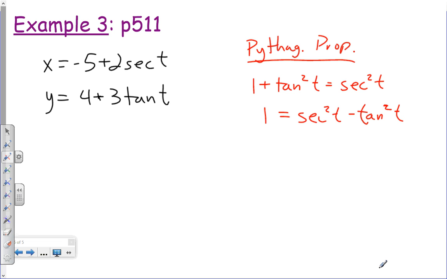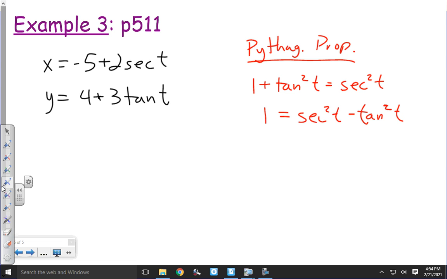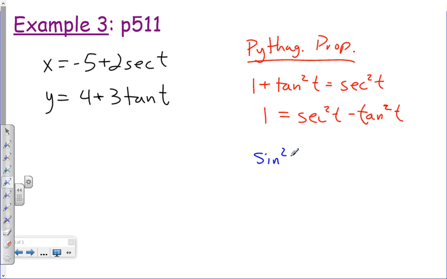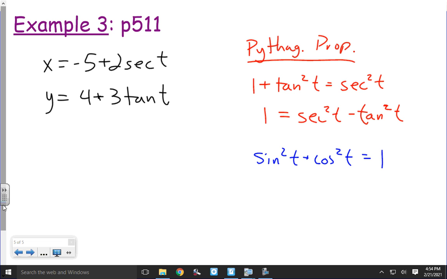And the other one that you need to know is the one involving sine and cosine. Sine squared plus cosine squared is equal to 1. That's because an ellipse or a circle involves sine and cosine. So the same technique we're going to use here can be applied with a circle or an ellipse.